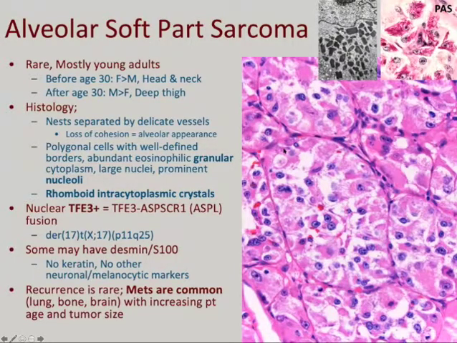Alveolar soft part sarcoma, just like its name suggests, alveolated, nested, right? Characteristically related to TFE3 rearrangement, so that's what you're going to want to probe for. But again, this large cell, prominent nucleoli, I'm not going to repeat this morphology over and over again because you see it. Sometimes they have desmin, and sometimes they have these PAS positive rhomboid crystals. Again, maybe like electron microscopy. That's alveolar soft part crystals.